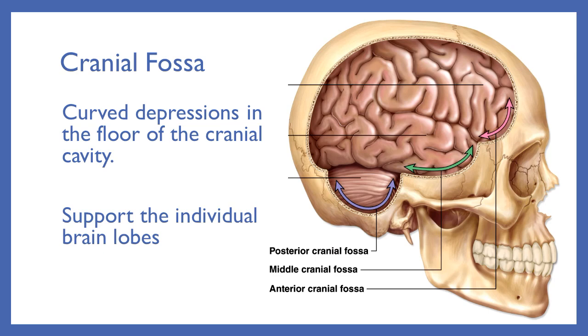In addition to the bones of the cranial and the facial, we're going to talk about something called cranial fossas. These are curved depressions in the floor of the cranial cavity. The lobes of your brain, there's kind of different levels. The front of your brain is called the frontal, and it's held and basically cradled at the bottom by the anterior cranial fossa. The middle section of the brain is held by the middle cranial fossa, and the butt of the brain, or the cerebellum, is held by the posterior cranial fossa.